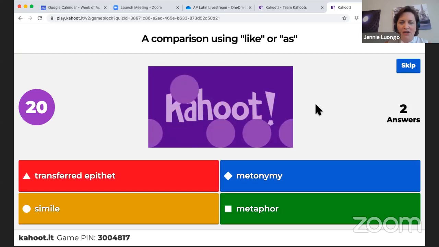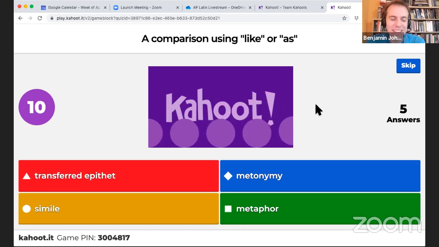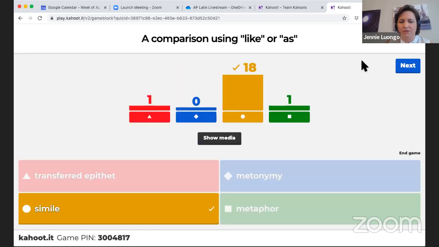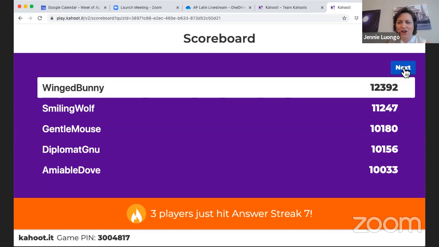All right, so a comparison using like or as. What could this be? They're just now getting their answer options because of the lag. The question is what are the words in Latin that introduce this? That's a good question. We're going to see some today, I think. We saw some yesterday. Aquiluti, I believe, we saw yesterday. Okay, good job. Good listening. Comparison using like or as is a simile.